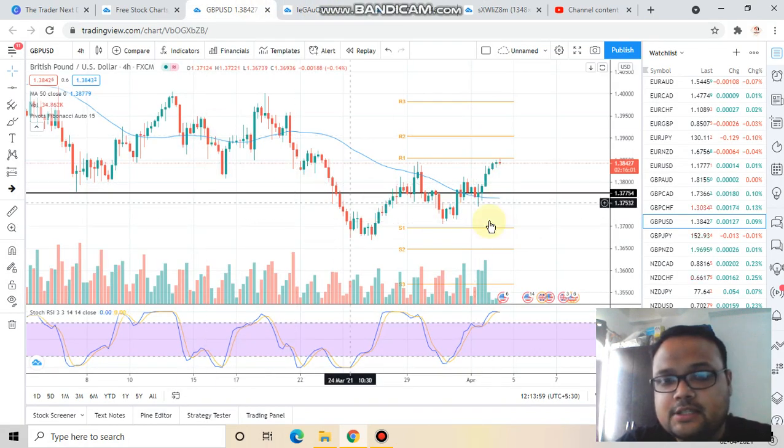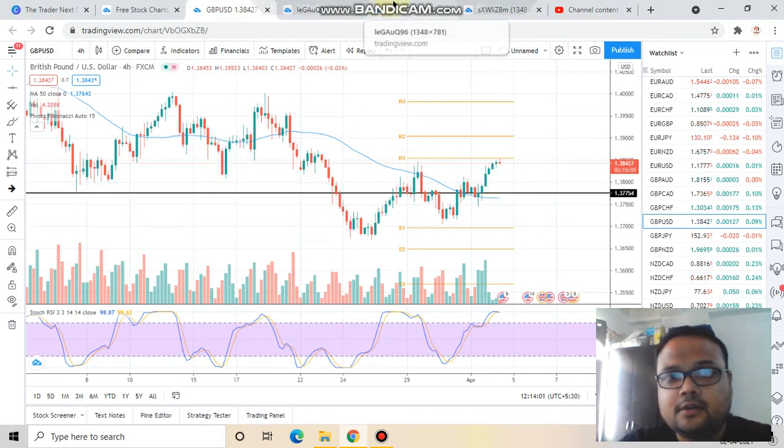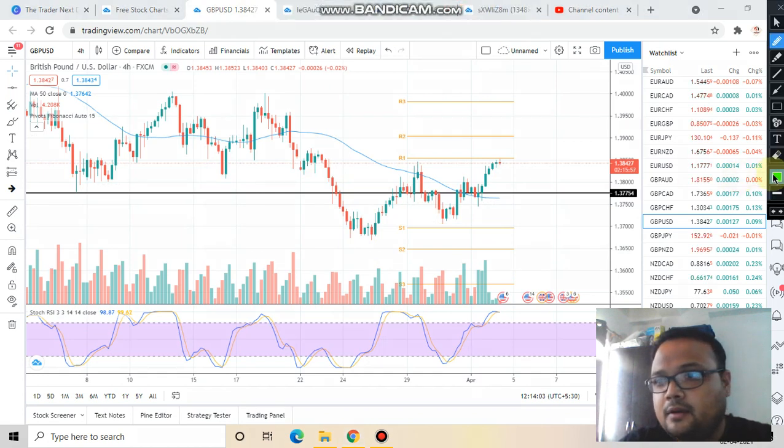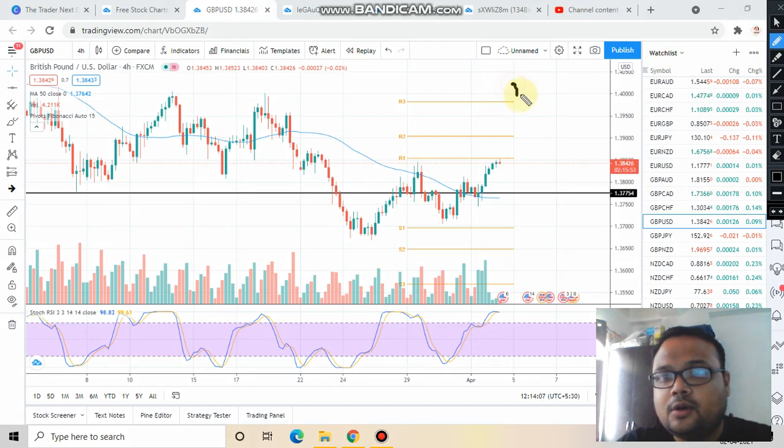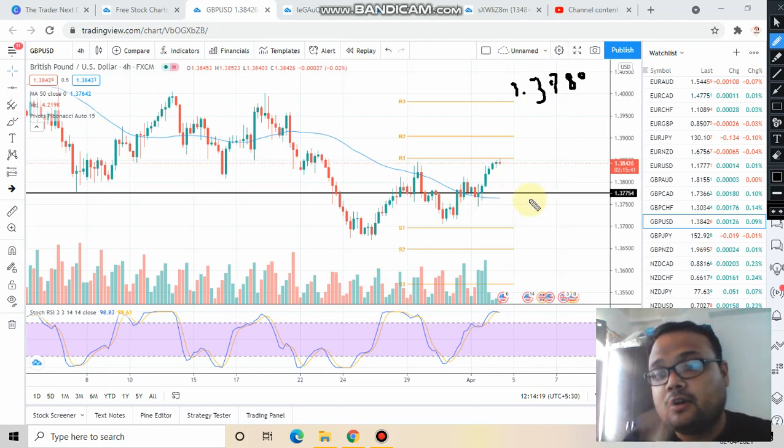So this is the present chart of GBP USD. First of all, let me write down the important support, 1.3780. This is the important support level, or I have also drawn a black line here. This black line is a support level on the weekly chart. So this level is very important.